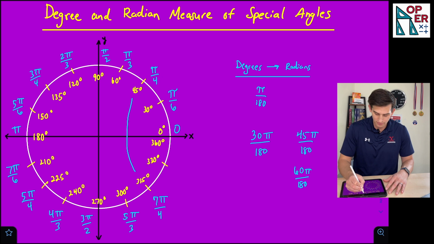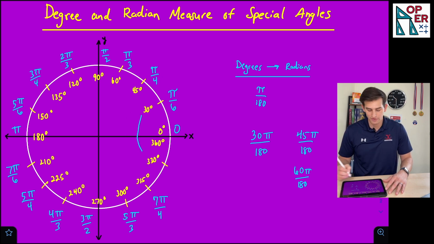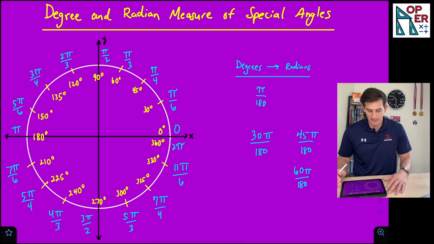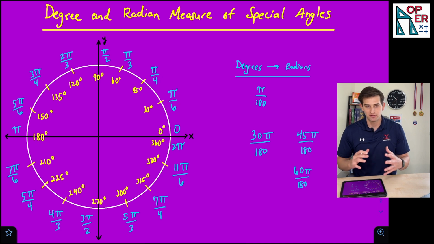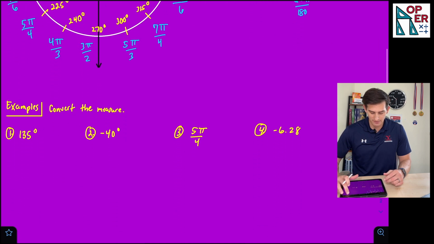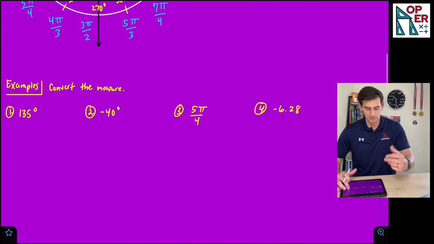All right, in 315, we noticed that from 45, 315 would be 7 times, so 7 pi over 4. And for 330, from 30 degrees, that would be 11 times, so 11 pi over 6. And then lastly, 360 degrees is going to be equal to 2 pi, okay? So those are some special degree radian measures for special angles that we would want to be as familiar with as possible. And so now let's look at some examples to use those special angles with.